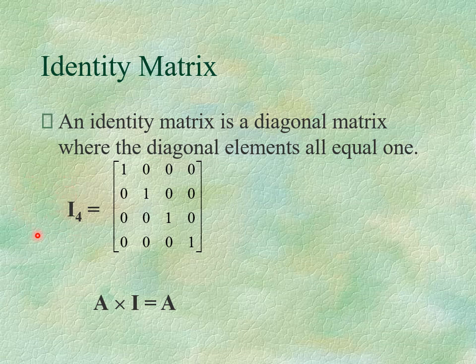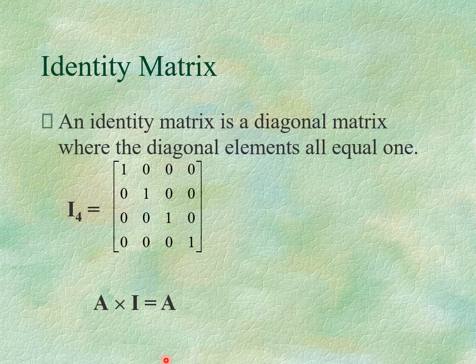Usually we refer to the identity matrix with I. So this is I4, because as we said before, diagonal matrix is a square, so we don't need to say 4 by 4. It's I4, it means it's order 4 by 4, and I means its identity. An identity matrix is a diagonal matrix where the diagonal elements all equal 1.